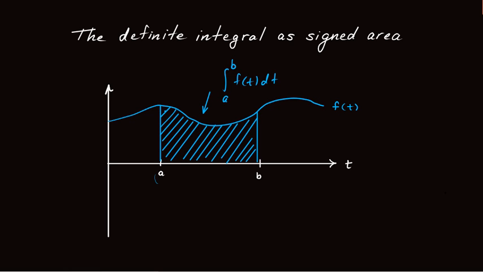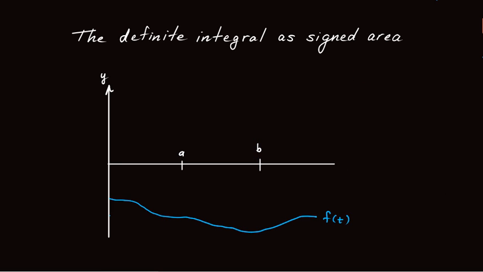Now, what we want to focus on now is that in some situations it's not a positive area that's represented by this definite integral, but rather a negative area. What do I mean by that? Well, let's look at a function which is negative. So here now the blue curve lies below the x-axis, and if I want to find the area between the x-axis and f of t, I can still use the definite integral.